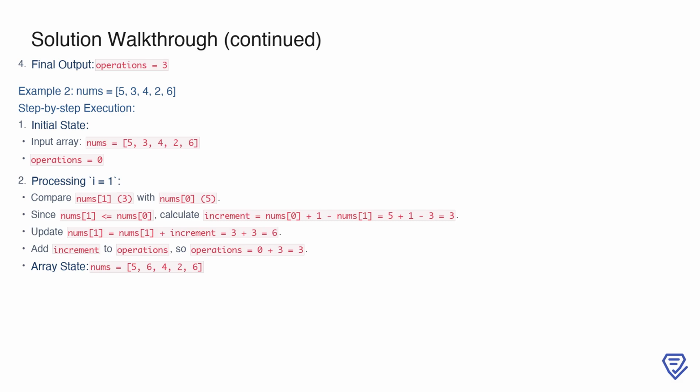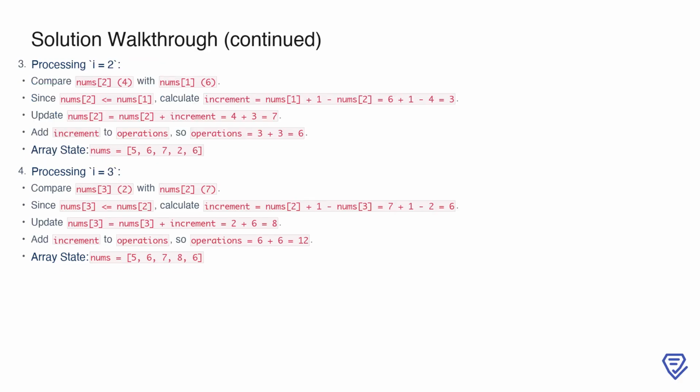Now, let's look at the second example where nums equals [5, 3, 4, 2, 6]. Initially, the input array is [5, 3, 4, 2, 6], and the operations counter is again set to 0. First, we process index 1. Here, nums[1] is 3, which is less than nums[0], which is 5. To fix this, we calculate the increment as nums[0] + 1 - nums[1], which equals 3. We update nums[1] to 6, and the operations counter becomes 3. The array now looks like [5, 6, 4, 2, 6].